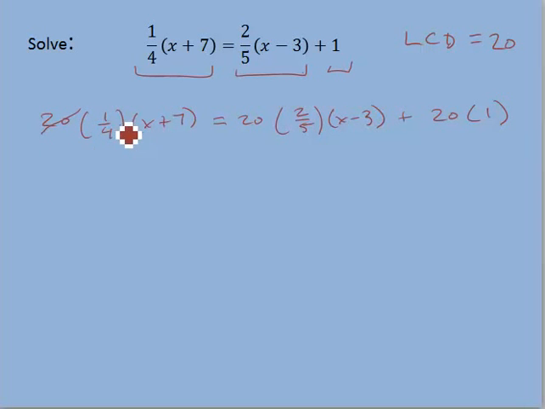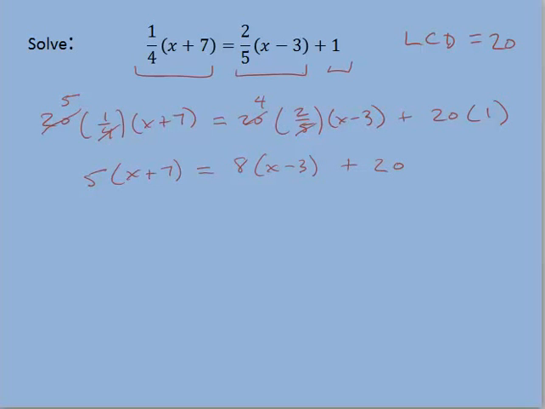So 20 and 4 cancel to a 5. And with 5 times 1 here in front, so this will be 5 times (x + 7) is equal to, here 20 divided by 5 is going to give me a 4, so 4 times 2 will have 8 times (x - 3), plus this last term is 20 times 1, so it'll just be plus 20. And notice we've cleared our fractions.